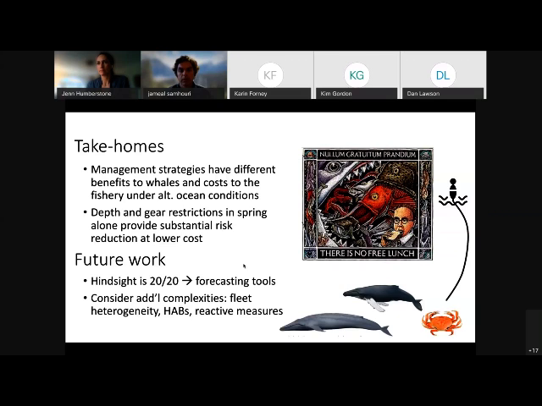My colleague Chris Free, who's talking next, will get into a more forward-looking analysis of management strategies that also builds in some additional complexities like consideration of domoic acid concentrations and reactive measures from the management community in terms of changing ocean conditions and whale abundance. Thanks very much for your attention.